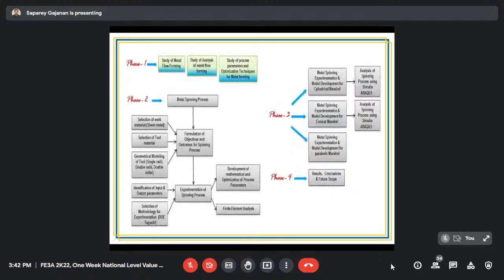So in this research work, first of all, I have prepared the blueprint like this.